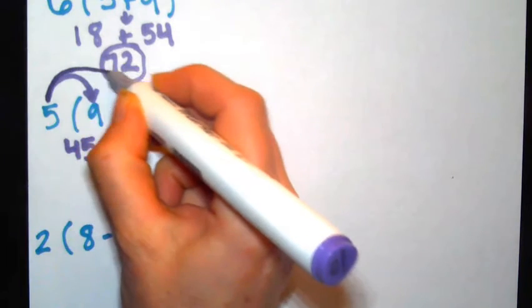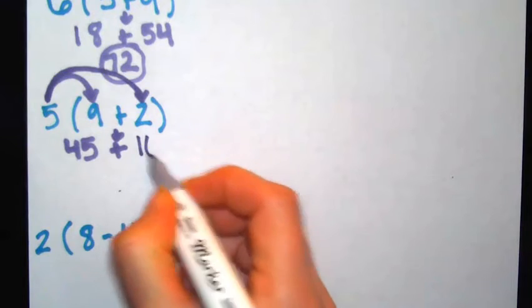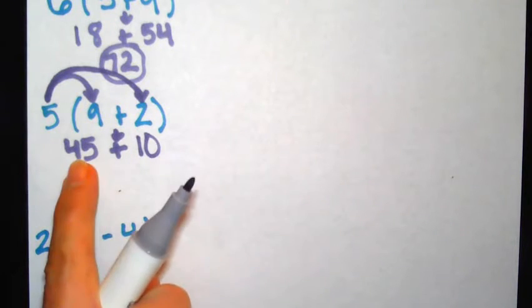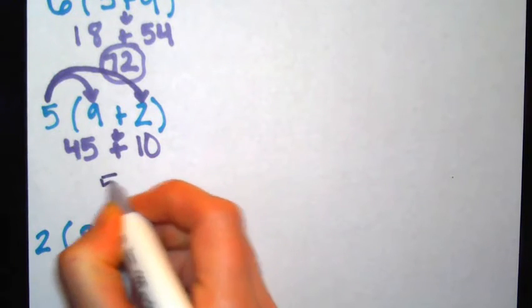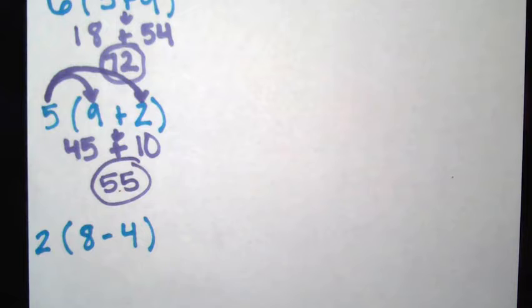And then, gotta say hi to everybody. It would be rude if you didn't. 5 times 2 is 10. Now, 45 plus 10. Easy peasy, that's 55. Go check with the previous slide, make sure it matches. We should get the same answer both ways.